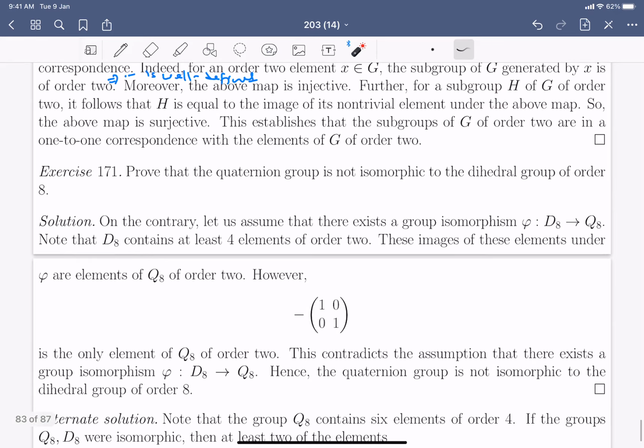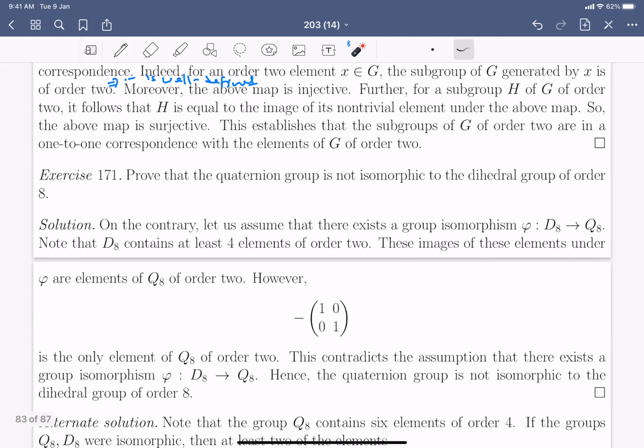So let's try to see what we can get from the dihedral groups and from the quaternion group. This exercise says that I have to prove that the quaternion group is not isomorphic to the dihedral group of order 8, and certainly it cannot be isomorphic to any other dihedral group, because an isomorphism is a bijection, so it preserves the order of the groups, that is, the sizes of the groups.